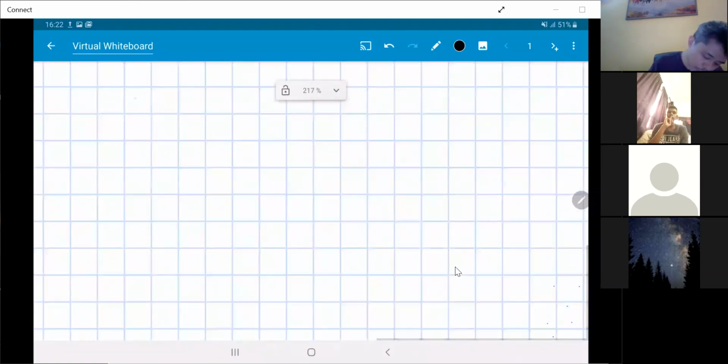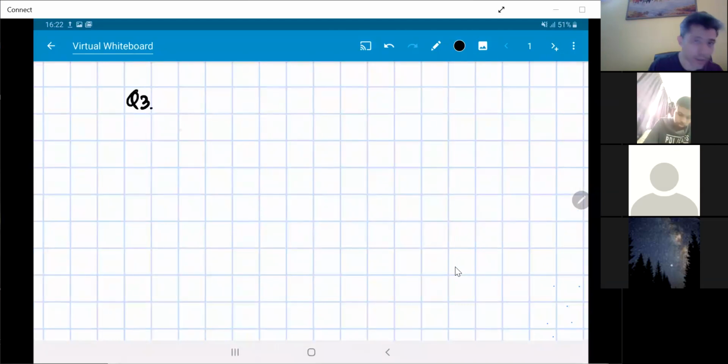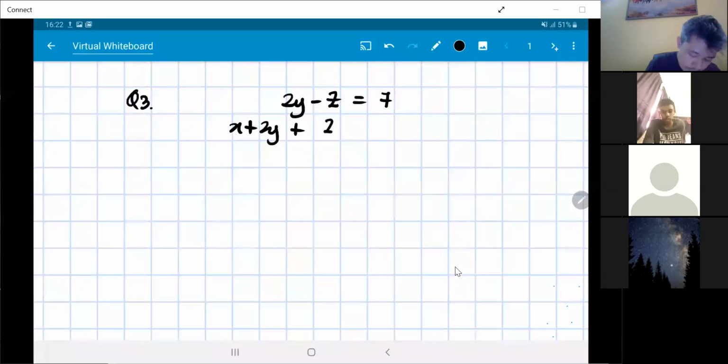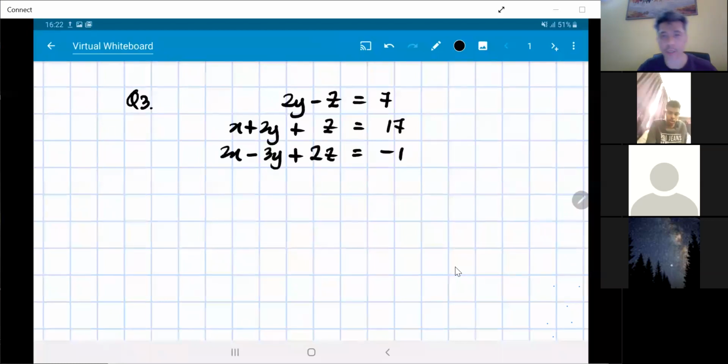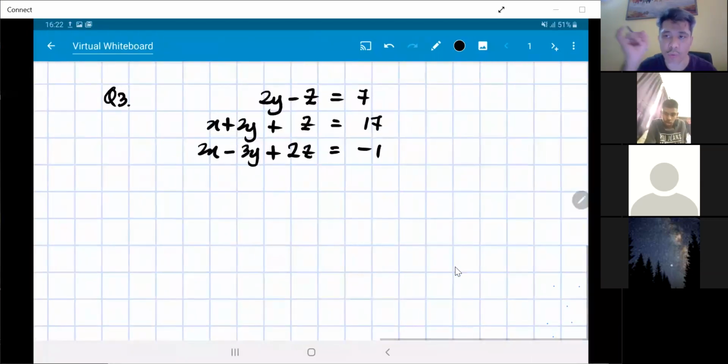So question number 3 here we have what is this? 2y minus z equal to 7, and then the other one is x plus 2y plus z equal to 17, and then 2x minus 3y plus 2z equal to -1. Okay, so once again we have got 3 equations. Okay, we have got 3 equations. So what you guys have to understand again earlier, as I said, we have to pick 2.